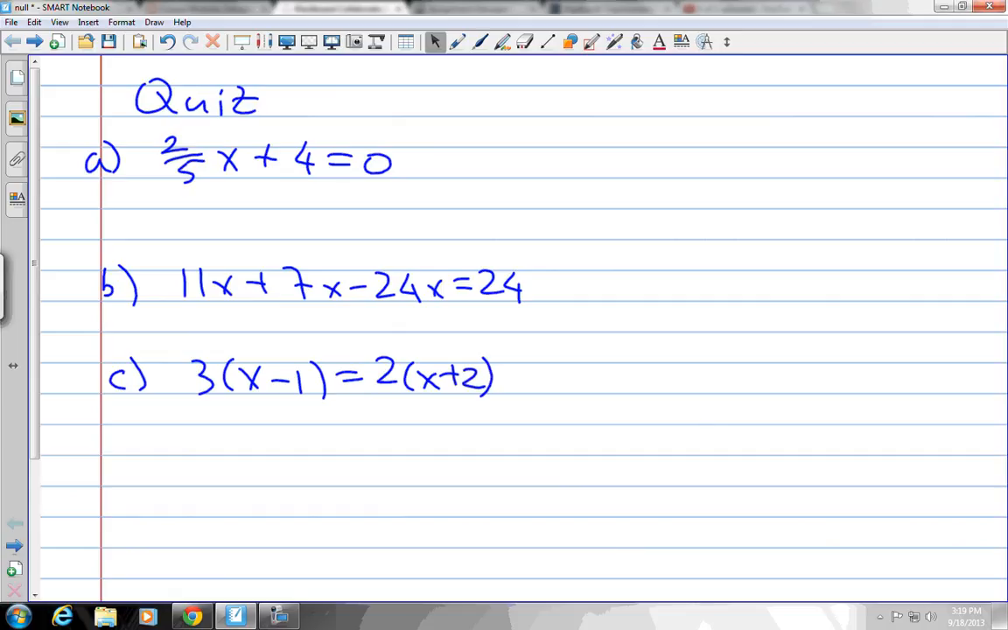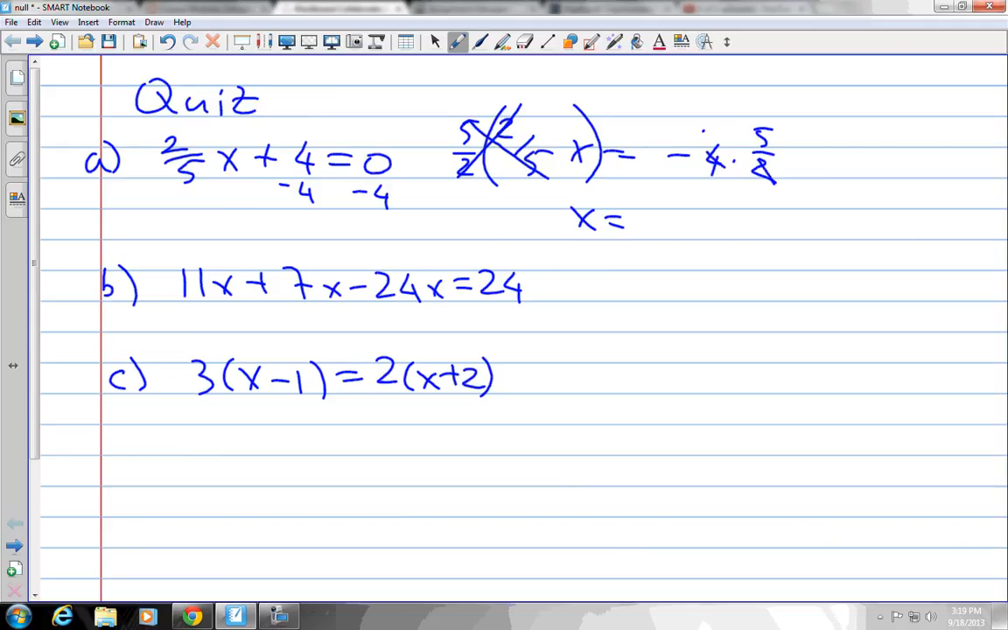Look at that. First equation, how do we solve that? Subtract 4. So 2/5 x equals -4. Now what? Divide by 2/5 or multiply by 5/2, right? That's the same. Dividing by 2/5 is the same as multiplying by 5/2, so that cancels. X equals, 2 goes into 4 twice, so -10. Does that make sense? Is that okay? Good. How do you do the next one?